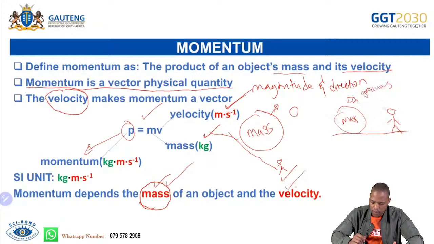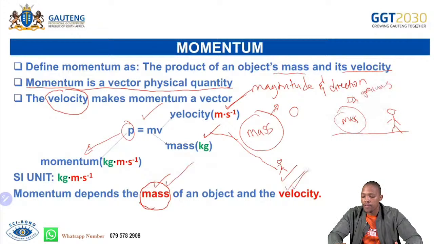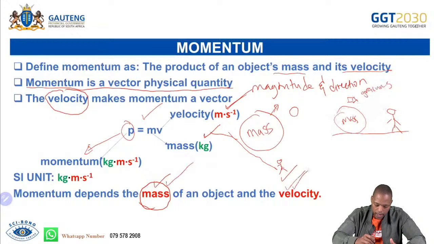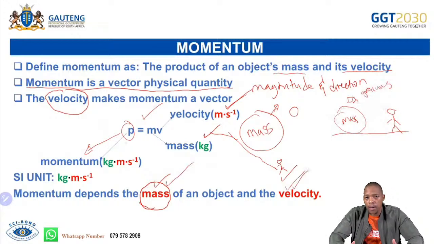It will be the mass of the object and the velocity of the object. Okay, now back to the direction of the momentum. Okay, now I'm going towards calculations.